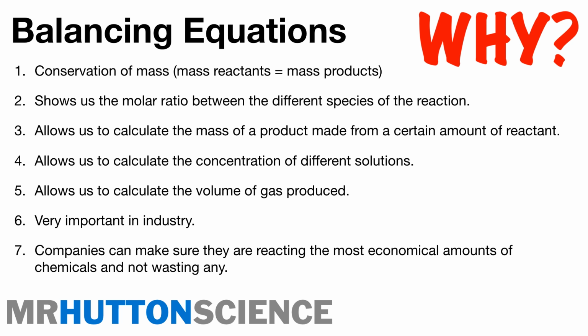It allows you to calculate the volume of a gas produced. But overall, balancing equations is very, very important in industry. They need to know exactly how much of different reactants they need in order to get a certain mass of product. If they don't get that right, then there's a lot of waste material, which costs money. So it's really important for industry in terms of saving money. Companies can make sure they're reacting the most economical amounts of chemicals and not wasting any.